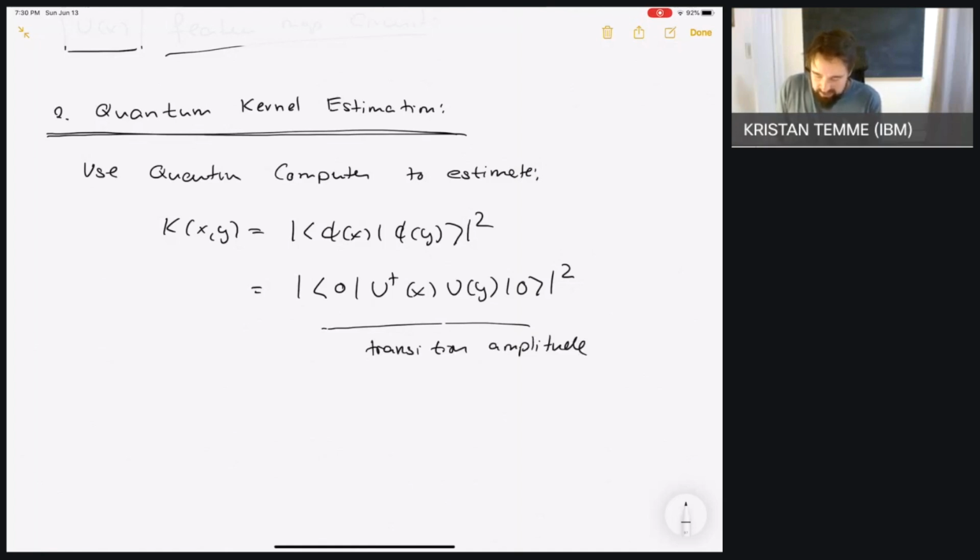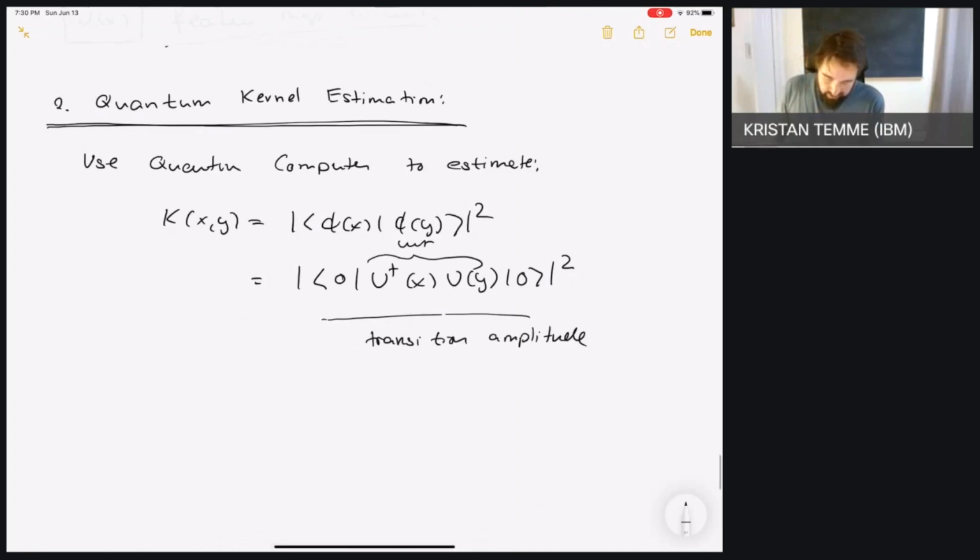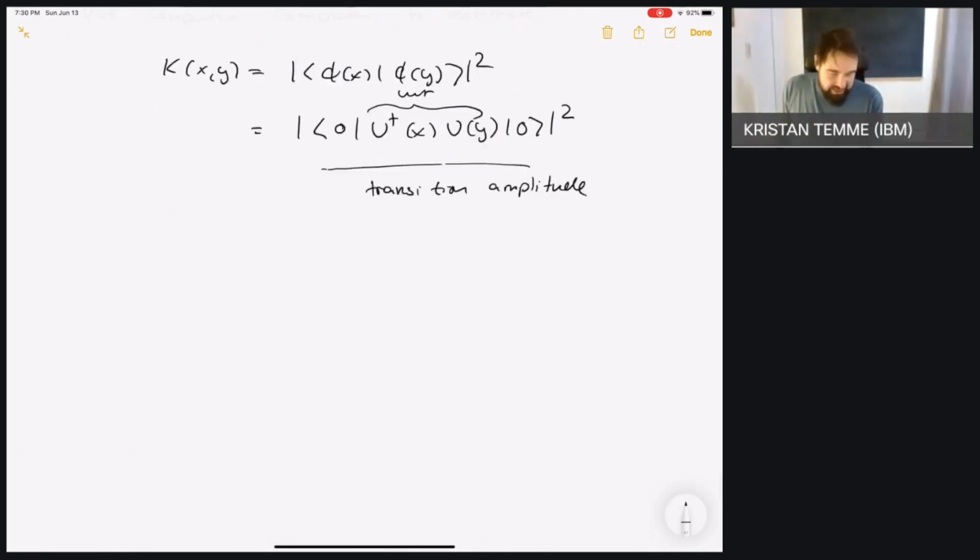Right? So this is a unitary that's somewhere here in the middle. You start in the 0 state and you want to ask, what is the probability that you end up back in the 0 state after having applied U_y and U dagger x? Right?